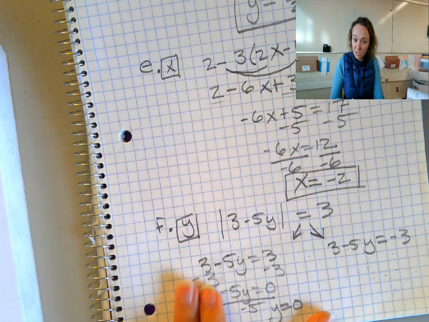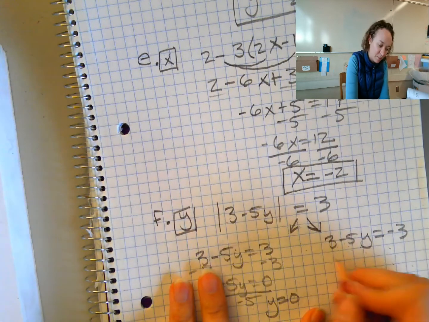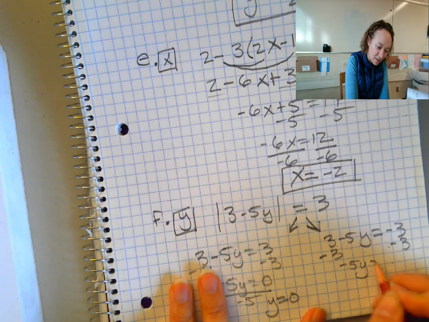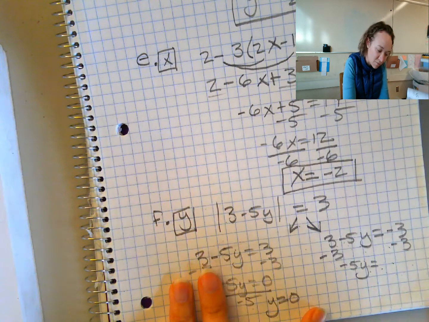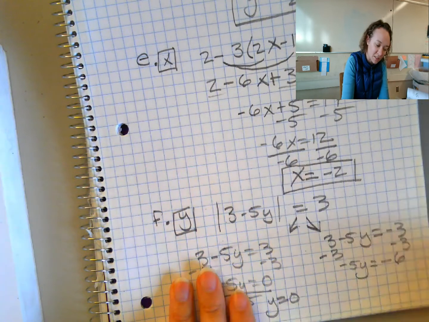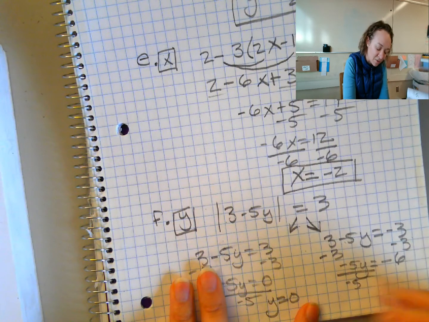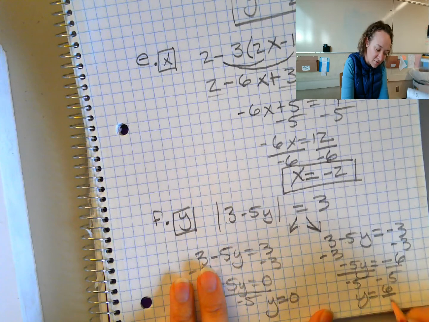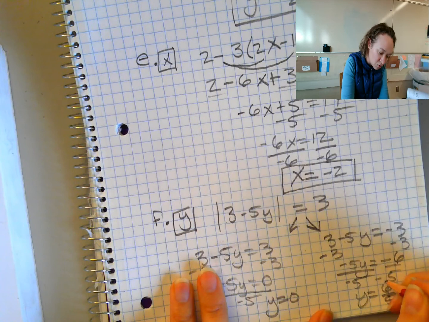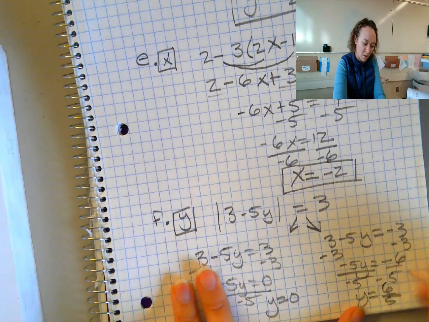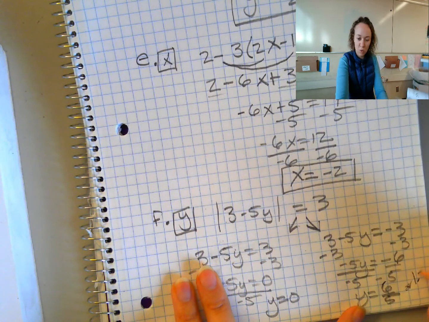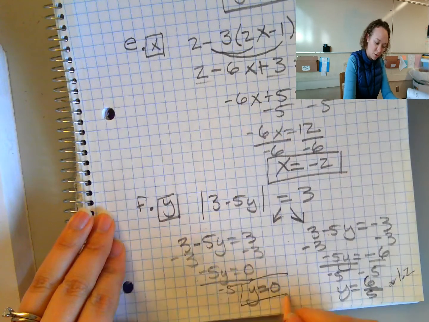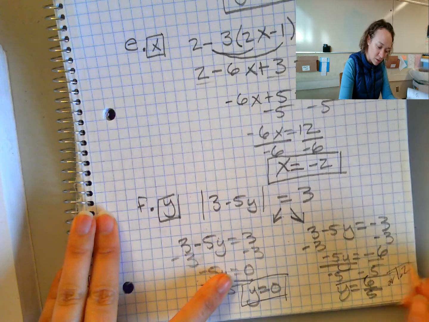Is the other one just going to be 0 too? Let's figure out. Minus 3, oh no it's not, because a negative and then minus a positive takes me further into negative, so that's negative 6. Divide by negative 5, and y equals 6/5, which I think would be 1.2. Alright, so I've got two answers there, 0 or 6/5.